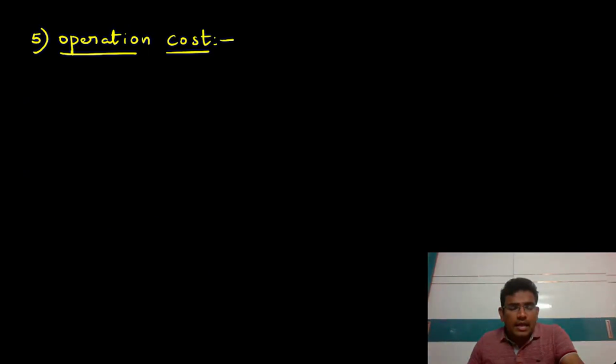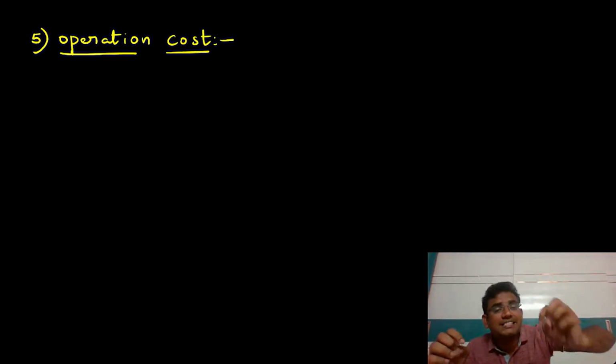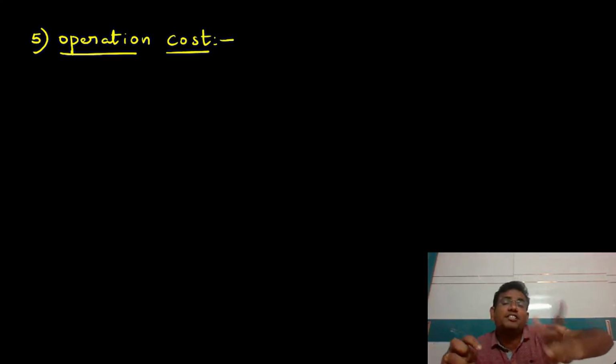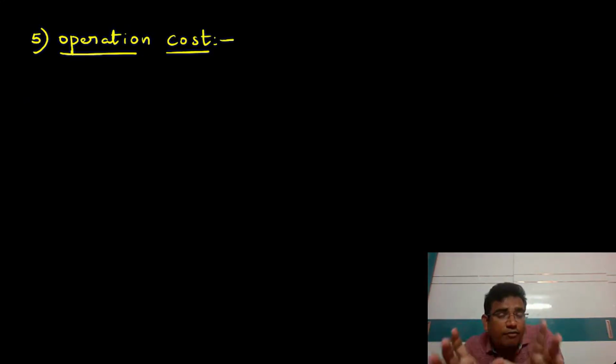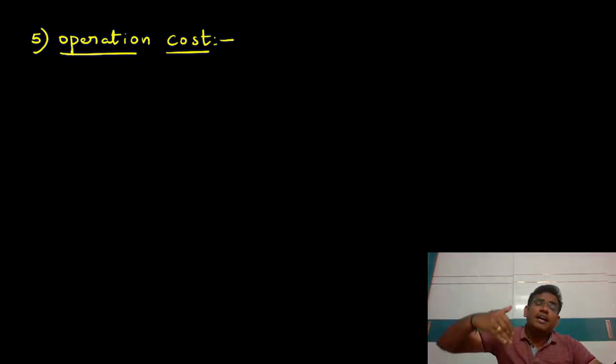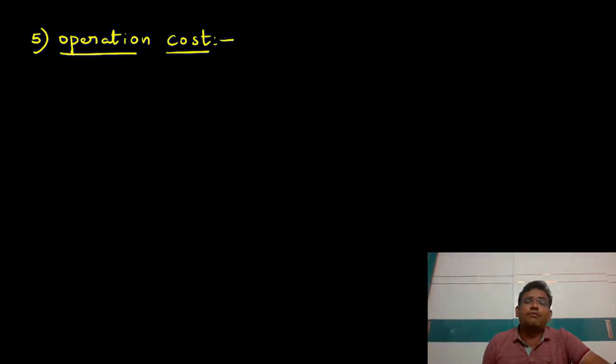Let us say rent of a building is there, or else rent of a manufacturing plant is there. Whatever amount you are going to spend on that is called operating expenses.